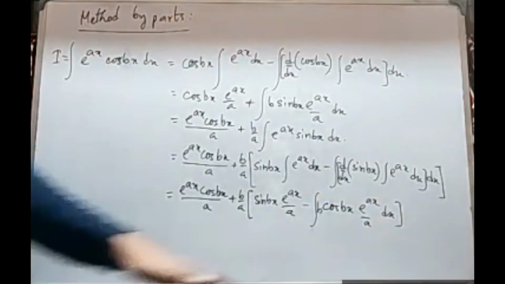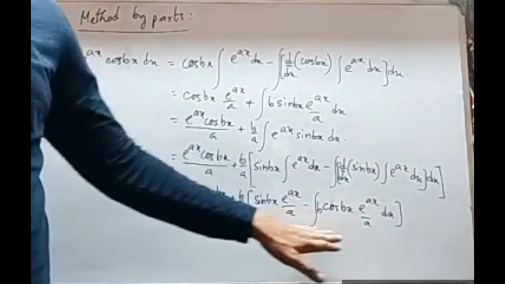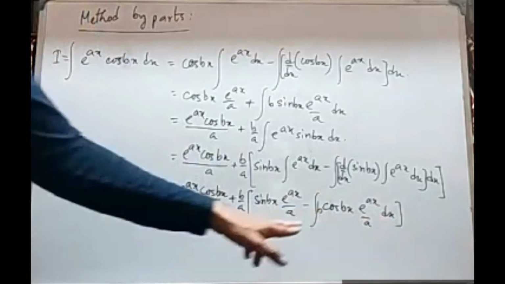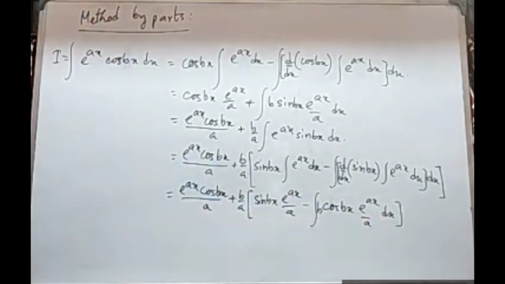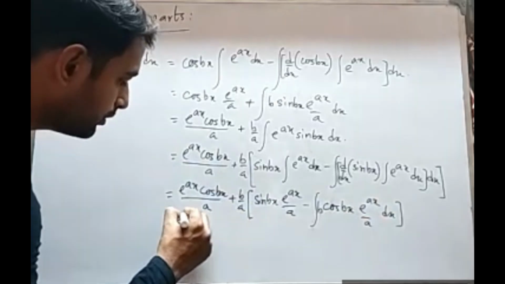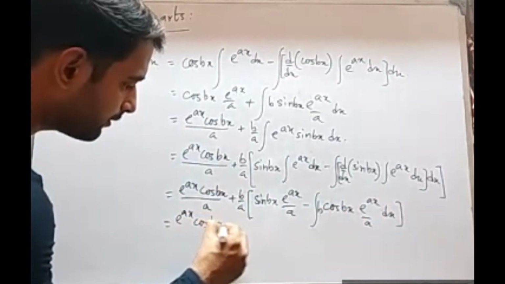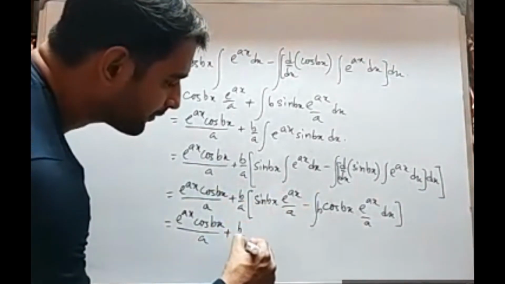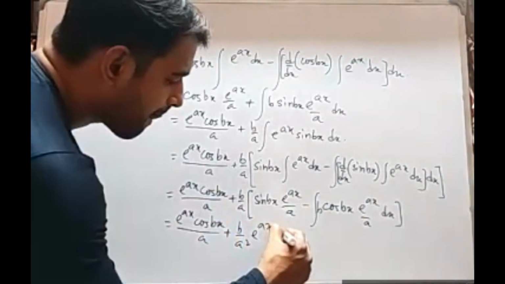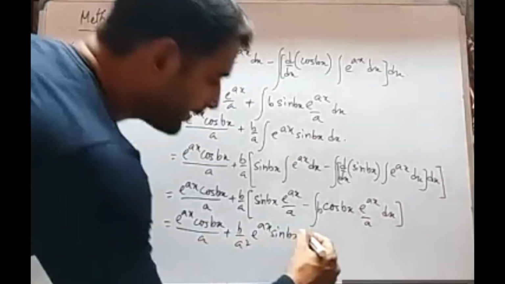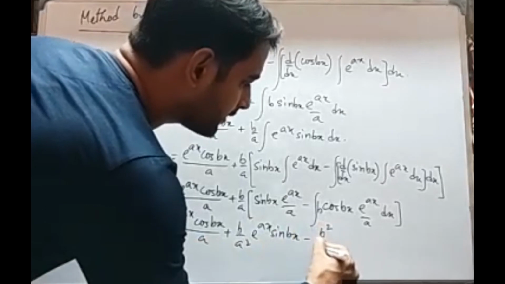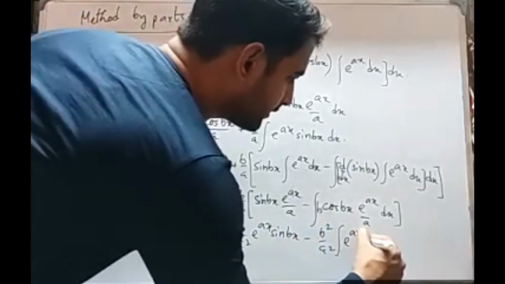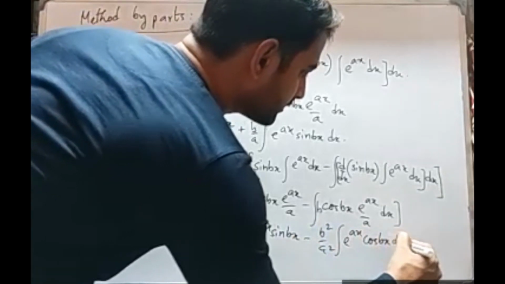Now see, the integrand is the same. If you are taking b by a outside, that is again e to the power x cos bx, but with a negative sign. So that is the thing to note here. Now we are multiplying this here, b by a, and here it should be minus b square by a square. See, integration e to the power x cos bx dx.